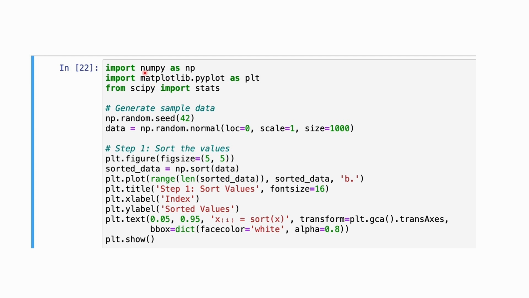Next, we will see the step-by-step process of creating a QQ plot. First, we import the necessary libraries: NumPy, Matplotlib, and SciPy stats. Then, we generate sample data from a normal distribution with mean 0 and standard deviation 1. We then sort the data from the smallest to the largest. We plot the sorted data in a scatter plot against the index and make sure that the sorting process is correct.